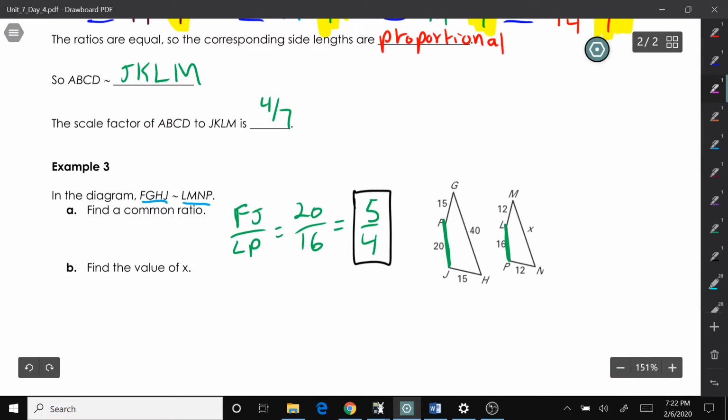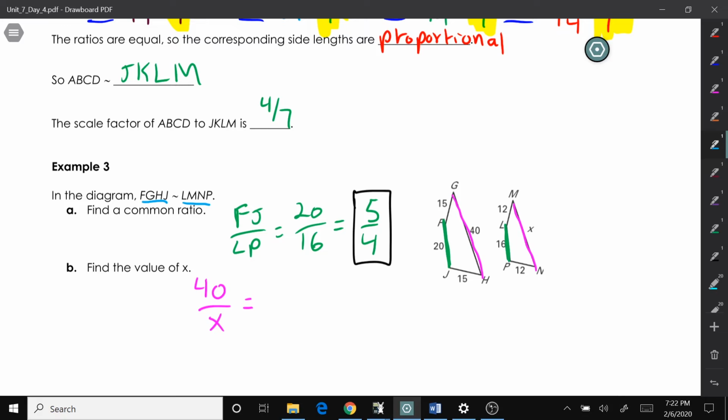So what I want to do is I'm going to say 40 over x, because those are corresponding sides. 40 over x equals, and I'm going to pick another pair of sides in my shape. It doesn't matter which ones. So I'm going to do 15 and 12. And again, because I put 40 on top of my first fraction over here, 15's got to go on top of my second one. To me, that just makes the most sense and it's easiest to remember.